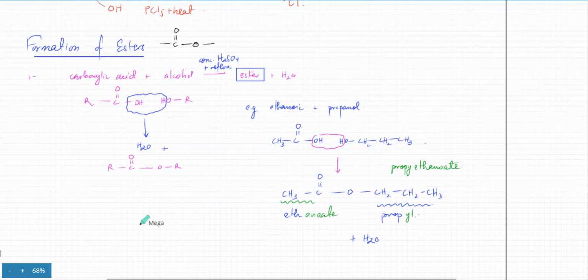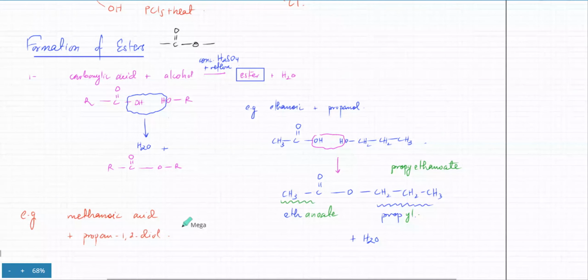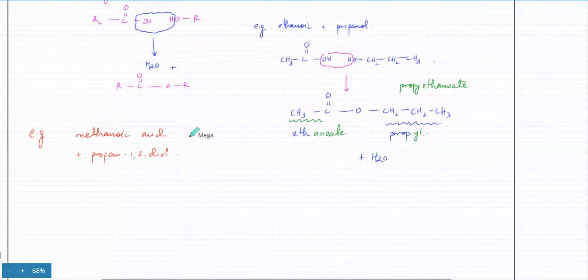Let's do one more example. Let's say it's methanoic acid plus propane-1,2-diol. How would you form this ester? Okay, let me put.